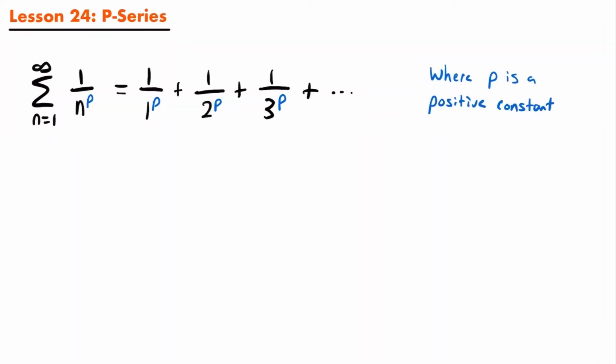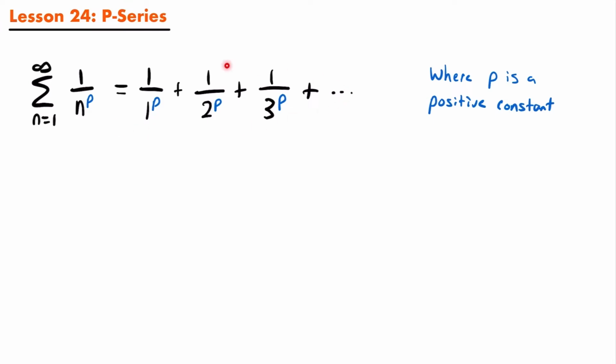Alright, so a P-series is another special type of series whose convergence we can easily determine. And so here is the general form of a P-series. We'll have the sum from n equals 1 to infinity of 1 divided by n to some power p. And that power p is usually a positive constant.